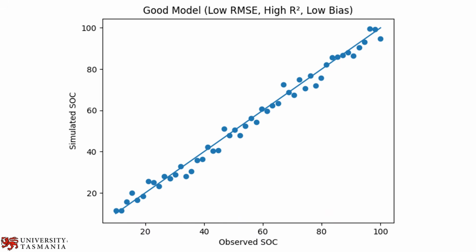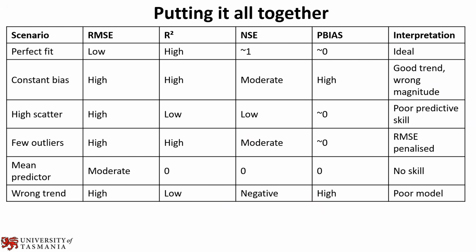And then a good model would be one in which the simulated values approximately fall along the one-to-one line, which is this solid line here. So you'd have a low root mean square error, you'd have a high R-squared, and you'd have a low bias. So putting it all together, a perfect fit or an ideal model would be one in which you have a high R-squared, you have a Nash-Sutcliffe efficiency of about 1, a percentage bias of 0, and a low root mean square error. If you've got that case where you have a constant bias, you could have a higher root mean square error, R-squared, and percentage bias, but your Nash-Sutcliffe efficiency would be moderate.